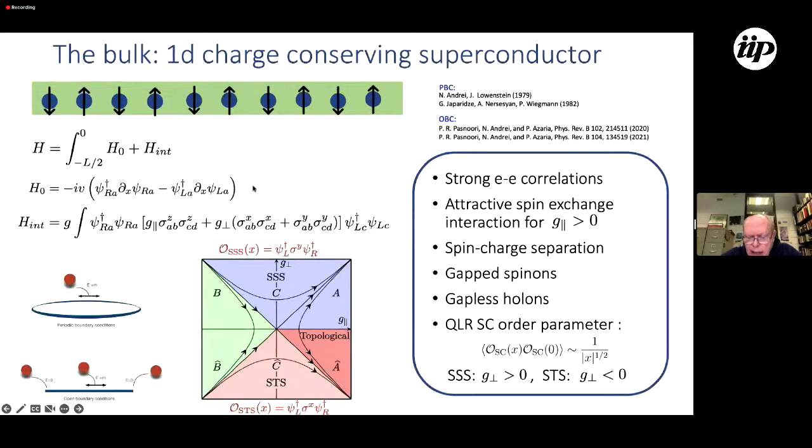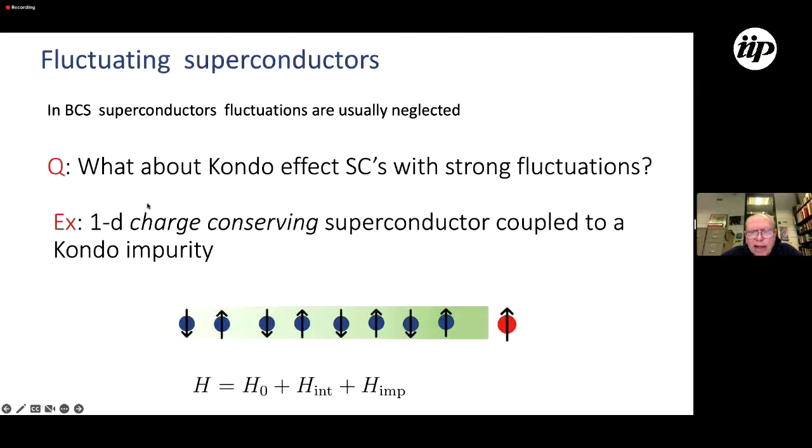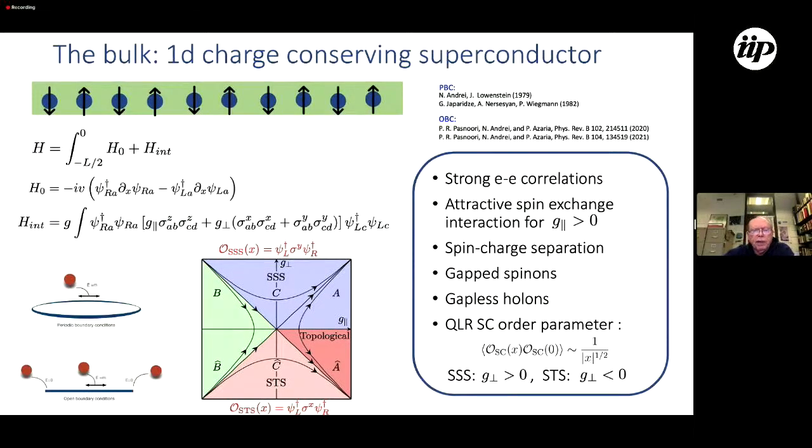And we are going to look at a charge conserving superconductor. In BCS, the charge is not conserved, because each pair is psi dagger psi dagger, and we have an expectation value of a charged order parameter. But in actuality, the superconductor is charge conserving, and we want to understand what will happen with interactions of the impurity with a one-dimensional, strongly fluctuating superconductor.